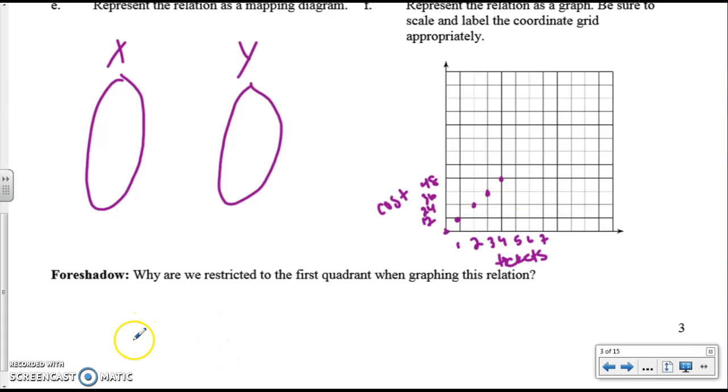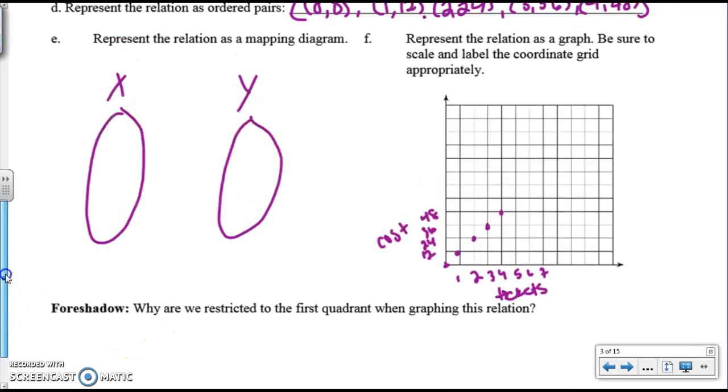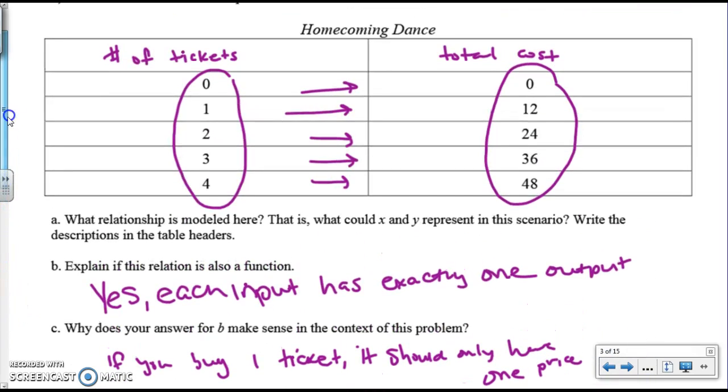Foreshadow, why are we restricted to the first quadrant? Think about that. We're going to leave it at that. So there's the last example.